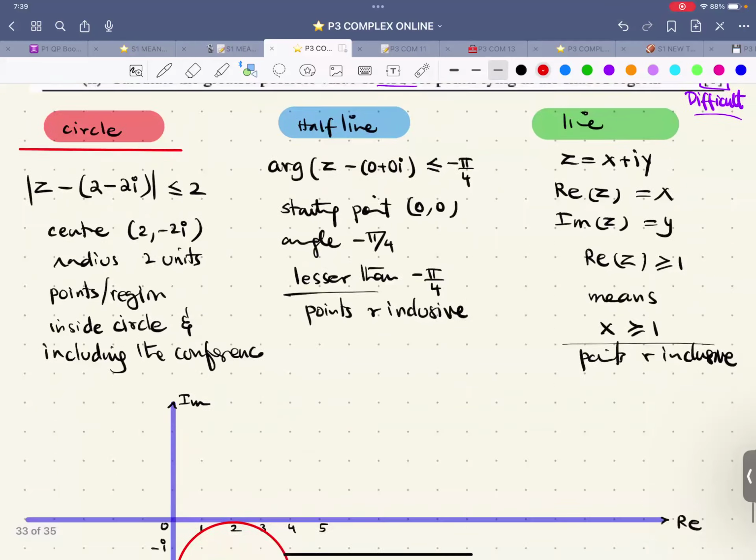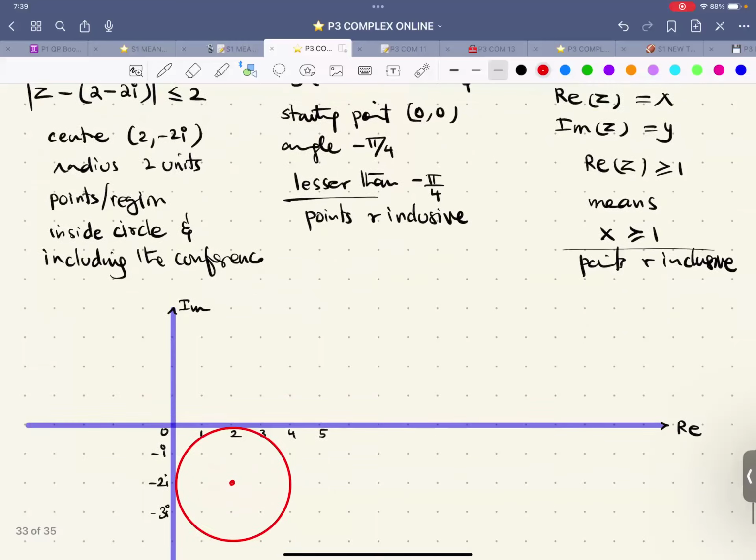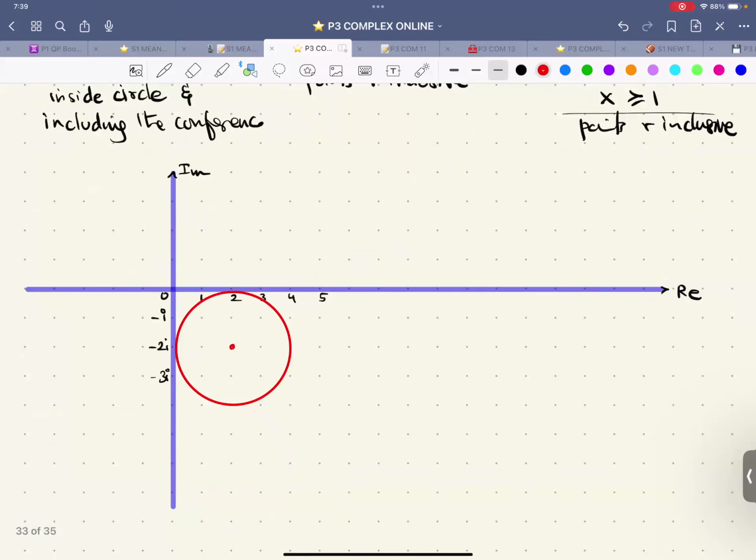Then we have a half line starting from the origin, making an angle of pi by 4. So let me use a blue line. And we are starting from the origin. And it's going like this. It's a little bit.